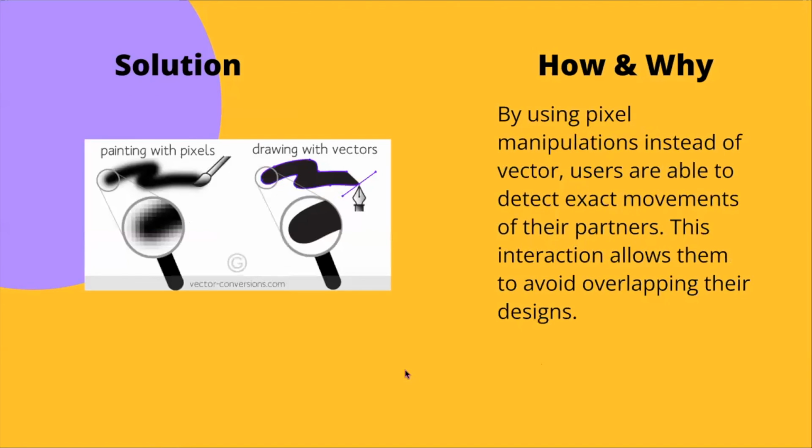The next solution is by using pixel manipulations instead of vector. Users are able to detect exact movements of their partners, and this interaction allows them to avoid overlapping their designs. So in case one person is having issues with loading their screen, the other user is able to see exactly where they're moving, or if it doesn't load, at least you'll see a couple of the lines that they're drawing.